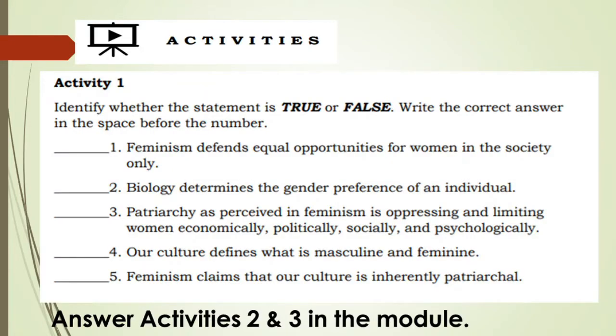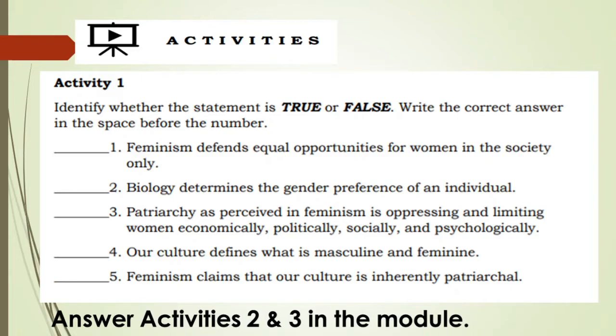For the activities for this week, you are going to answer the following. Activity 1. Identify whether the statement is true, capital T-R-U-E, or false, capital F-A-L-S-E. Write the correct answer in the space provided before each number. Number 1. Feminism defends equal opportunities for women in the society only. Number 2. Biology determines the gender preference of an individual. Number 3. Patriarchy, as perceived in feminism, is oppressing and limiting women economically, politically, socially, and psychologically. Number 4. Our culture defines what is masculine and feminine. And number 5. Feminism claims that our culture is inherently patriarchal.